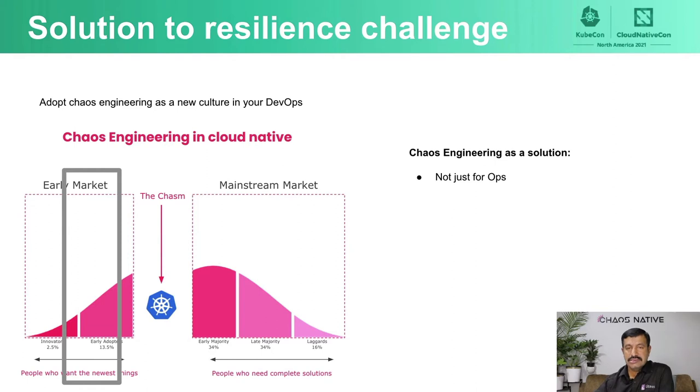And chaos engineering is being adopted for the overall DevOps, not just for Ops, which is typically the case in the last decade or so. But now we see chaos engineering being used in pipelines, QA environments, reliability testing, test beds, all that stuff, performance engineering. So chaos engineering is emerging as a greater toolset for developers and DevOps in general.